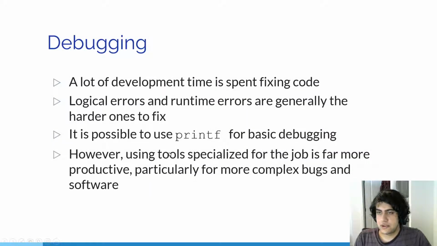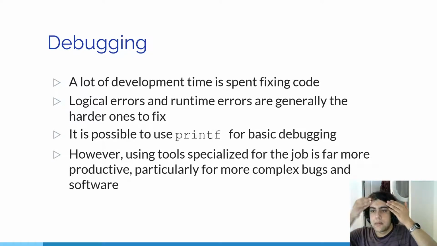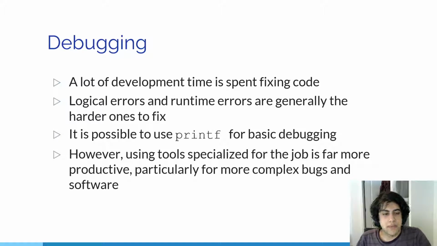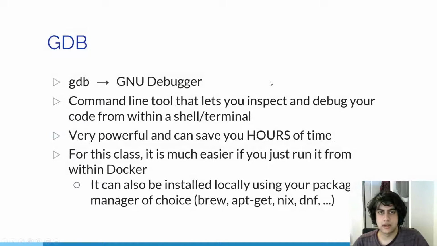All right, so as I'm sure you know, we spend a lot of development time fixing code. Sometimes you have to fix something like a segfault. GDB can help you with that, but also logical errors and runtime errors, things that are a little bit more subtle and harder to fix. You can use printf or the equivalent for whatever language for some basic debugging, but using a tool that's specialized for the job, like GDB, is generally a much more productive and effective way to fix bugs in complex software.